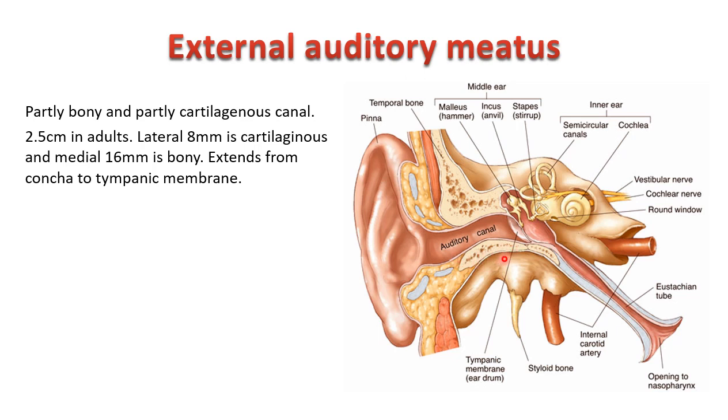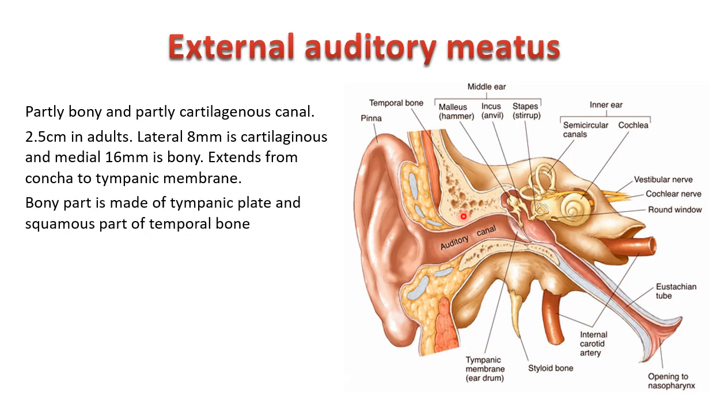The bony part is mainly formed by the tympanic plate of the temporal bone. So that is the temporal bone which you are able to see here. The styloid process and the mastoid process you are able to see. So the tympanic plate of the temporal bone forms the majority of the bony part of the canal, and posteriorly it is also formed by the squamous part of the temporal bone.